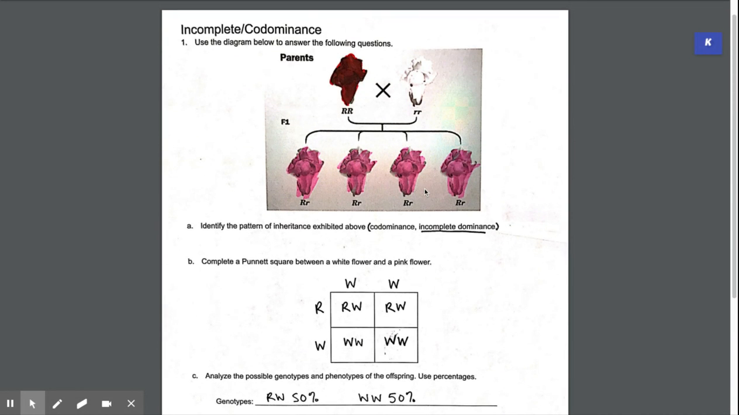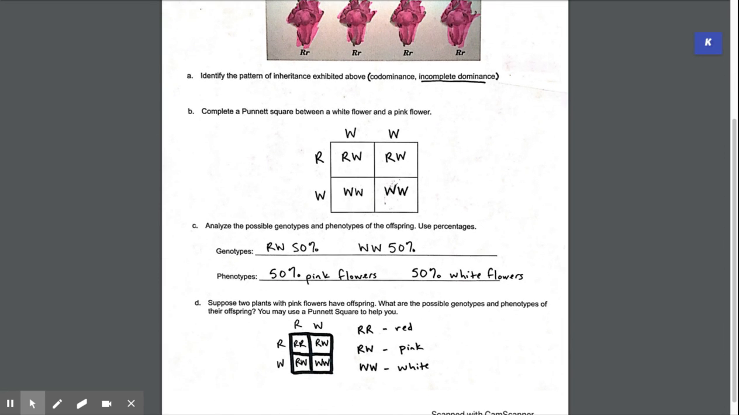So we can tell that this is incomplete dominance because all the babies are pink. This is a mixture, like paint. If it were codominance, we would see flowers with red and white dots or speckles. So because it's a mixture, like paint, we know that the example is incomplete dominance.